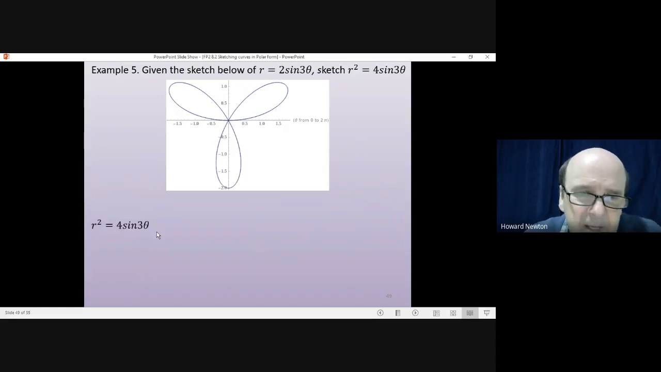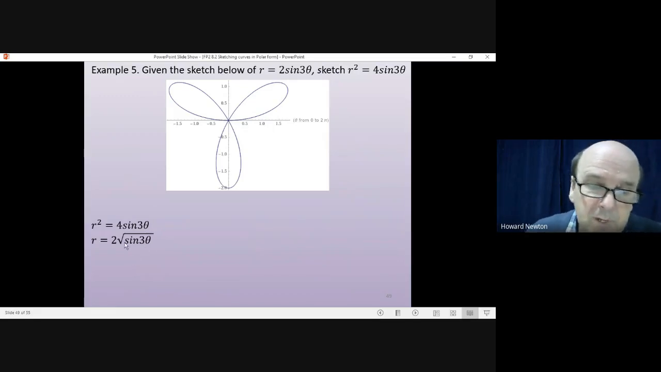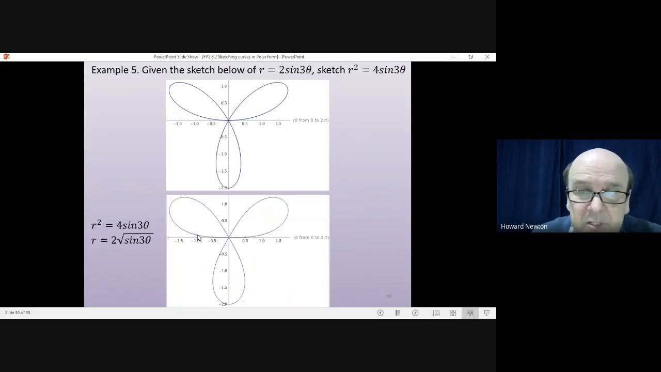Okay, r squared equals 4 sine 3 theta. Square rooting both sides would give me r equals 2 square root sine 3 theta. Now that's the same as we've got here, except instead of sine 3 theta, we're going to have to square root it. Well, that's going to be a number between 0 and 1. And if you square root a number between 0 and 1, it gets bigger. So r equals 2 square root sine 3 theta will have the same shape as that, but everything will be a little bit bigger. So you'll notice that the loops are fatter than they are in this example. That's the only way in which it changes.